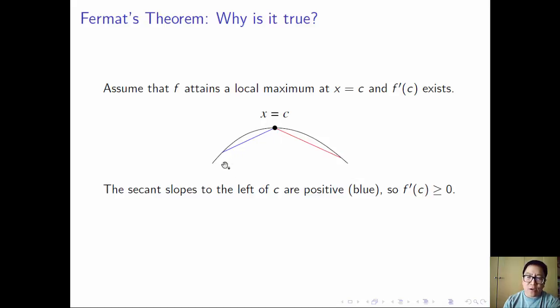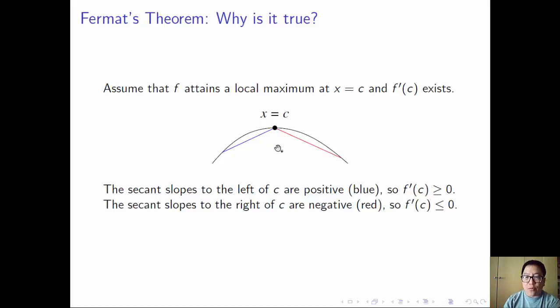Well, if you look at the secant slopes to the left of c, those are positive, those are in blue, and since f prime of c is the limit of those secant slopes, f prime of c must be greater than or equal to 0. And to the right of c, your secant slopes are negative, and f prime of c is the limit of those secant slopes as well. So f prime of c must be less than or equal to 0. So what's the only number that can be greater than or equal to and less than or equal to 0? Yep, it's 0. So f prime of c is equal to 0.